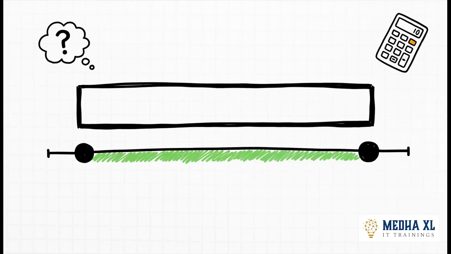Let's use a super practical, simple scenario. We've got an input field for someone's age, and it only accepts numbers between 18 and 60. Now, you could sit there and test 18, then 19, then 20, 21, all the way up, but what a waste of time. How can we be smart about this?